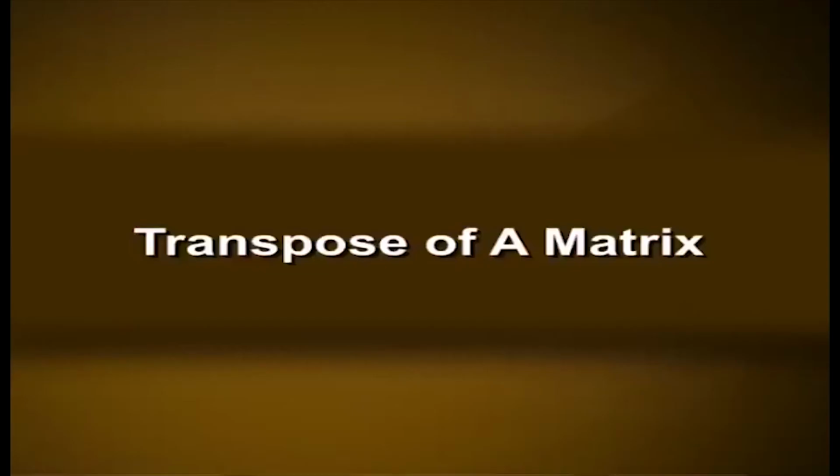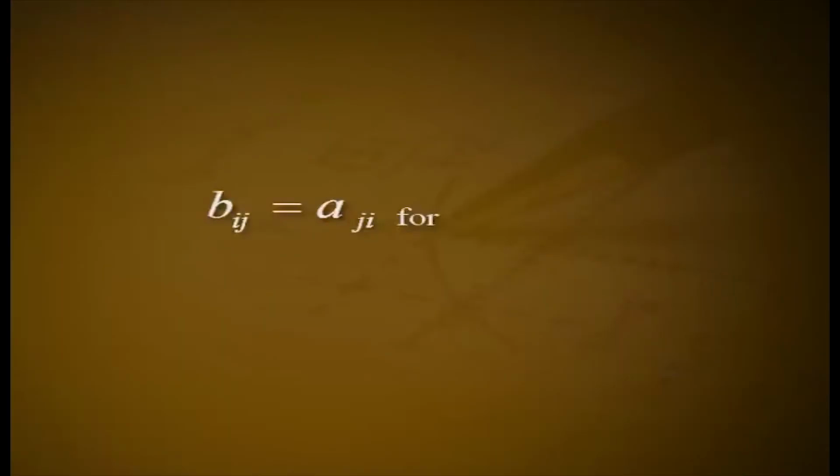Matrices associated with a given matrix. Transpose of a matrix. The transpose of a matrix A, matrix Aij of order m by n, is the matrix B equal to matrix Bij of order n by m, where Bij is equal to Aji for i equal to 1 up to m and j equal to 1 up to n. Transpose of A is usually denoted by A transpose.